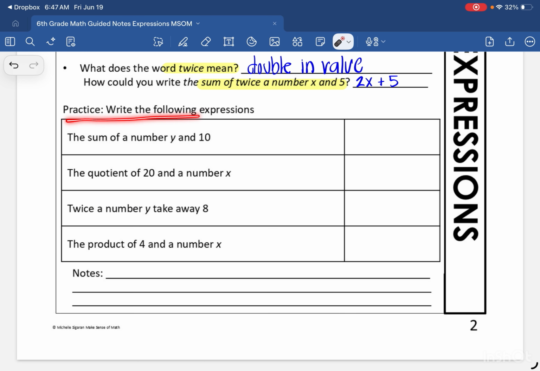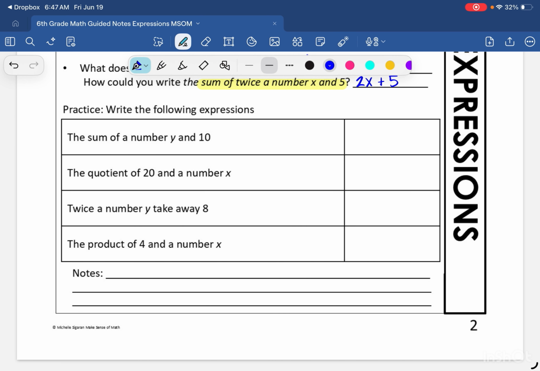Practice. Write the following expressions. So we have the sum of a number Y and 10. Sum is addition, so Y plus 10. The quotient of 20 and a number X. Quotient is division, so 20 divided by X, or I could also write it 20 divided by X. Twice a number Y, take away 8. So twice is going to be 2 times, so 2 times a number Y, take away, subtract 8.